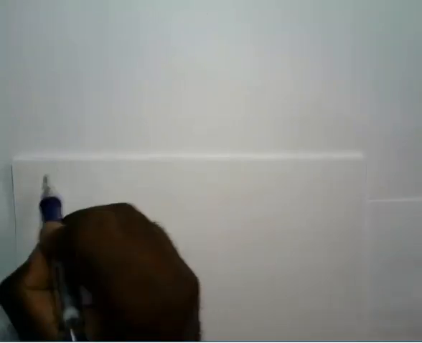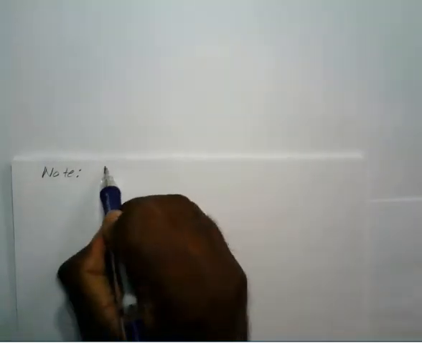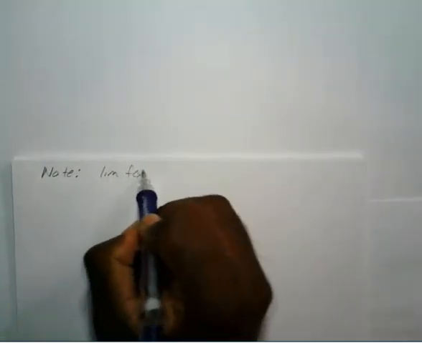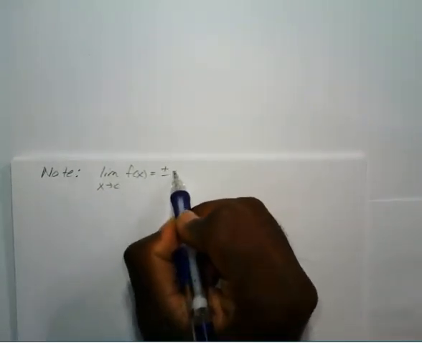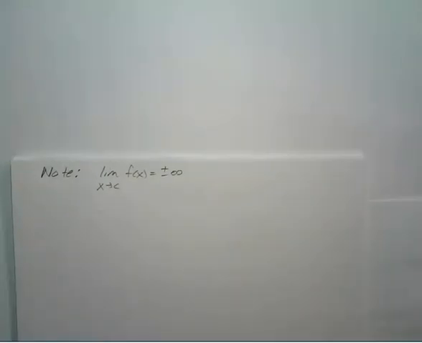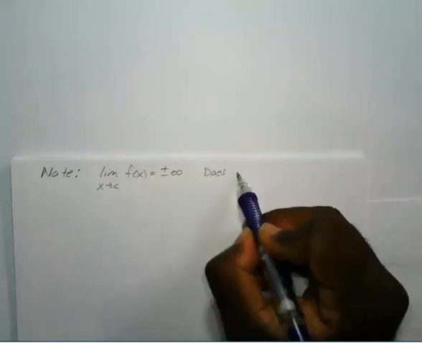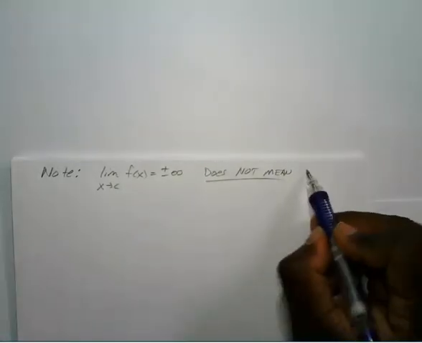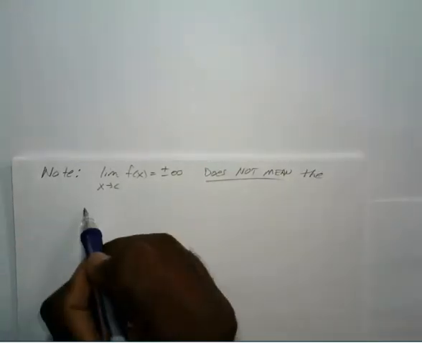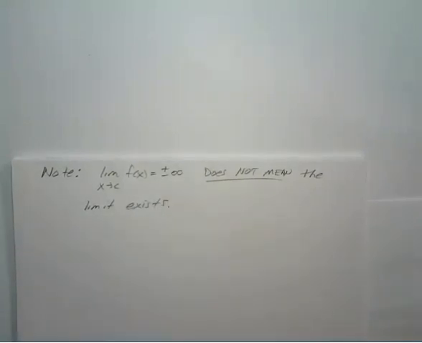Before we get started on our first example, another little side note. Let's say the limit of f of x as x approaches c equals, let's say, either positive or negative infinity. It does not mean the limit exists. Okay, it's actually saying the limit does not exist.